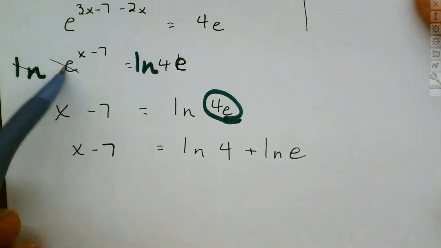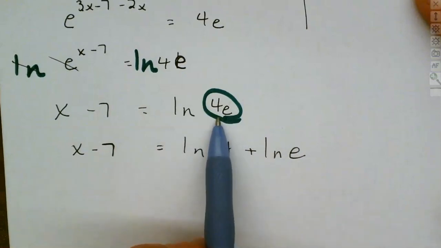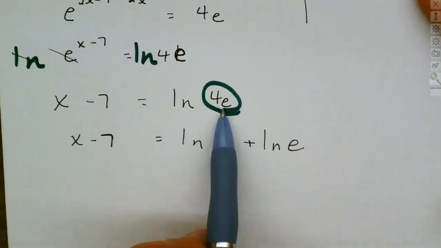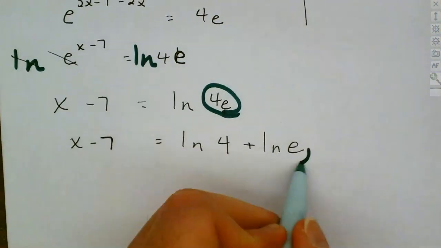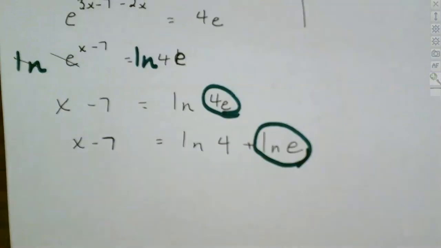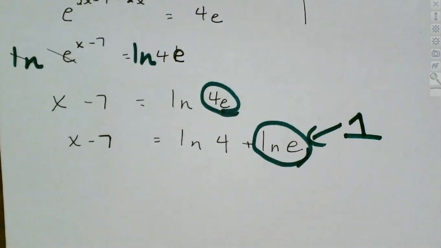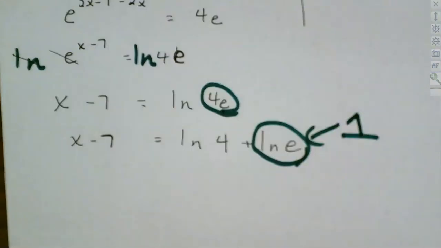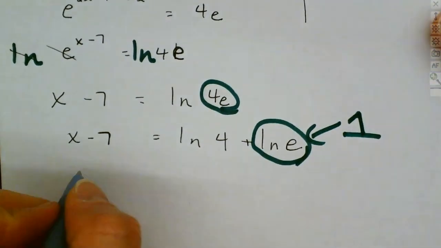Okay, so this and this canceled, right? But this won't cancel here because this is a whole quantity. Right, but what we're going to do is this is a product, so I'm going to split it up. The reason why I split this up is the natural log of e is 1. Remember that? Log base 10 of 10, that's 1. Log base 9 of 9, that's 1. Natural log of e is 1. So that then gives me something that I can work with.